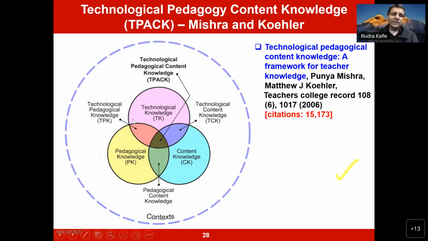By the way, you see these internal Venn diagrams, but there is a big circle with a dashed line outside. It depends on the context, like what content knowledge we are delivering. So we need to find the technology which is relevant for that content. That is the context.